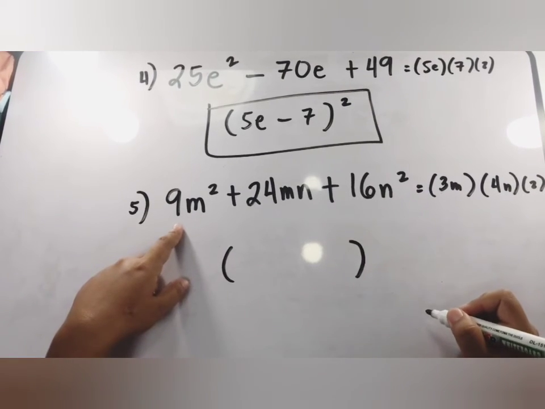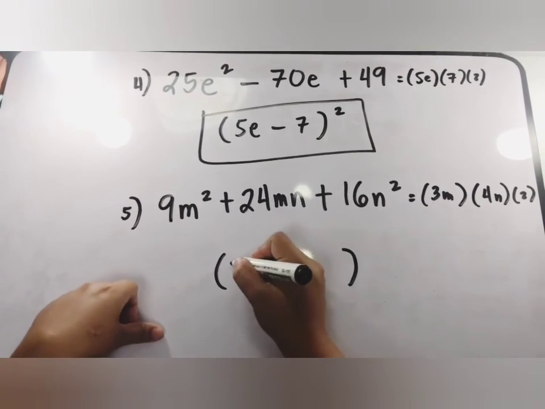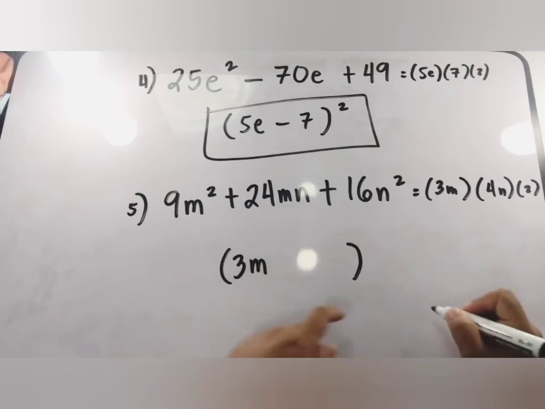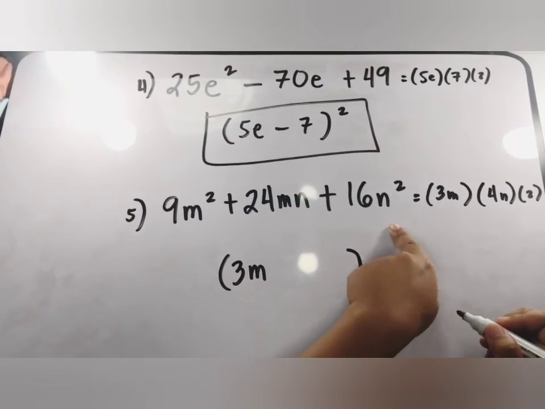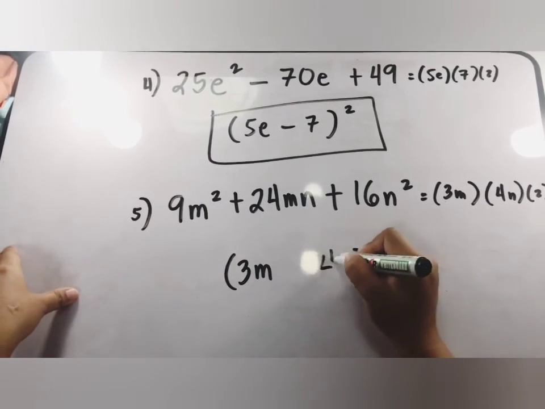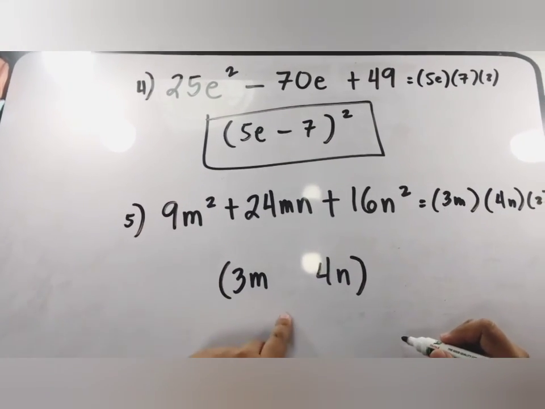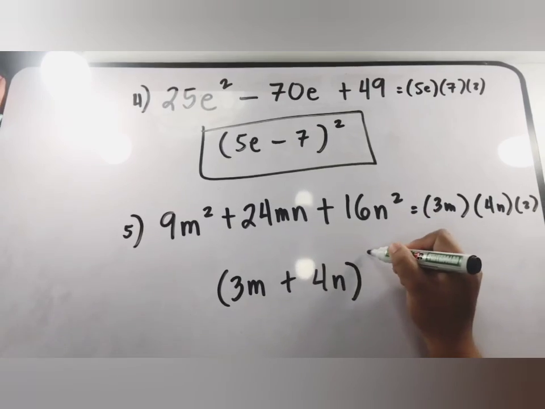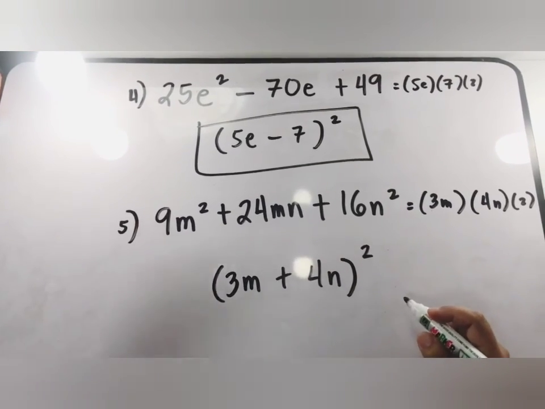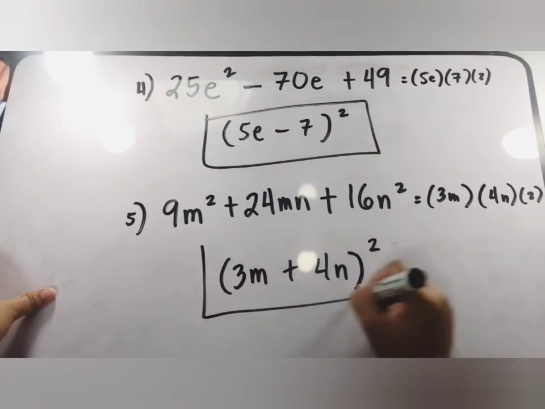So let us get the factors. Square root of 9m squared is 3m. Square root of 16n squared is 4n. Then, sign of middle term, positive. So, yung factors natin, positive din. So, the answer is the quantity of 3m plus 4n squared.